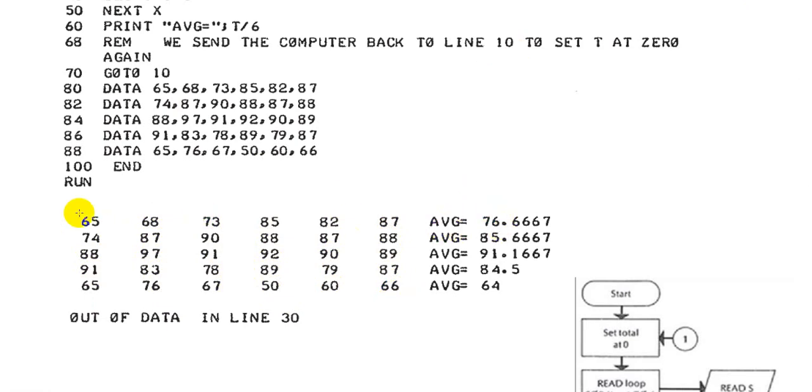The average for the entire series of values given as follows, as you can see, is computed by the procedure stipulated in the source code mentioned above. As you can see, the average in this case is 76.667. For the second series, the average is 85.667. For the third series, the average is 91.1667. And the average for the fourth series is 84.5.